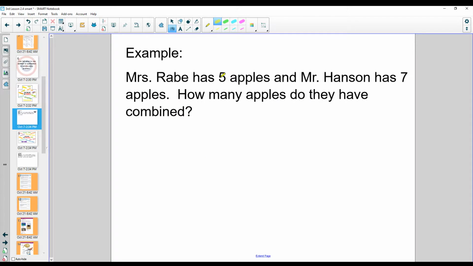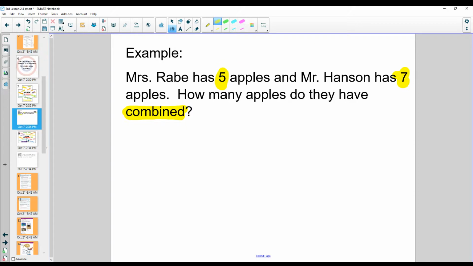Here's an example. Mrs. Rabe has 5 apples. Mr. Hanson has 7 apples. How many apples do they have combined? That means we're going to be putting them together. Whenever we're putting two numbers together, we're adding.